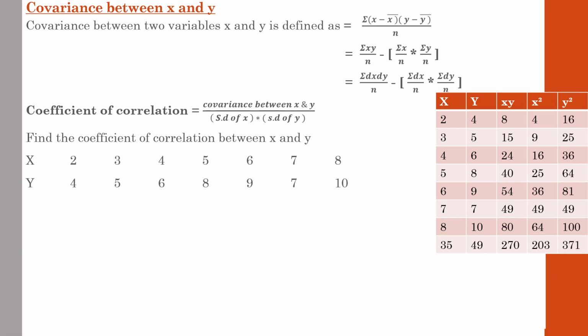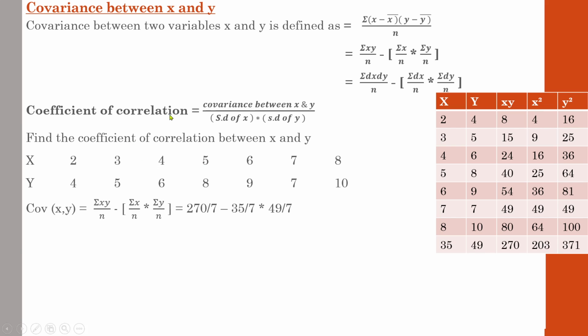So that is the concept. Whenever you are asked to find correlation on the basis of covariance of variables, you need to substitute the details given in the question into the table and find x, y, xy, x square and y square, and you need to take the total. So let us substitute the details in the first case.